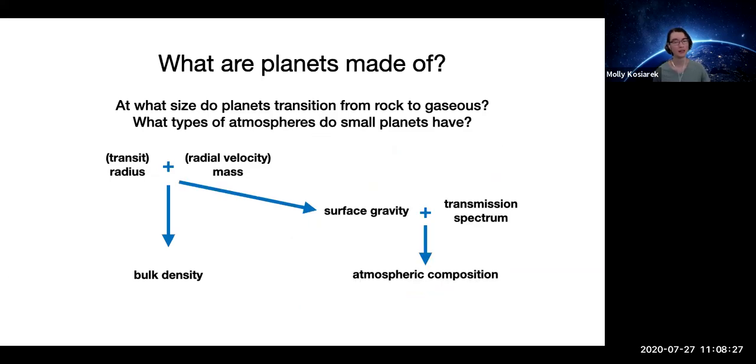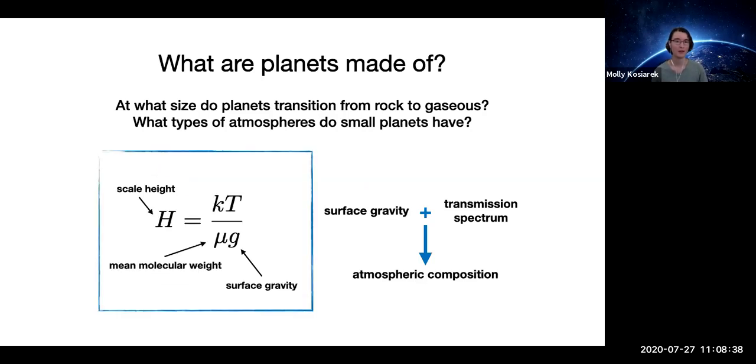On the other side, atmospheric composition can be investigated through transmission spectroscopy. Transmission spectroscopy measures the scale height of the atmosphere as a function of wavelength. And the scale height is dependent on both the mean molecular weight and the surface gravity. Therefore, precise mass is needed in advance to break this degeneracy and to understand the molecular composition of the atmosphere. Since mass measurements have a wide application in understanding planet compositions, my work has really focused on measuring masses with the radial velocity technique.